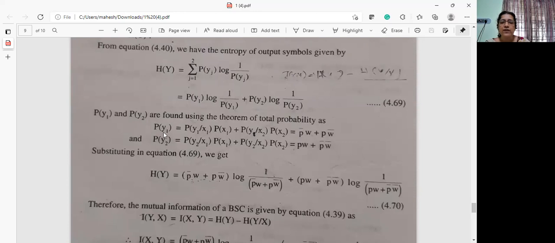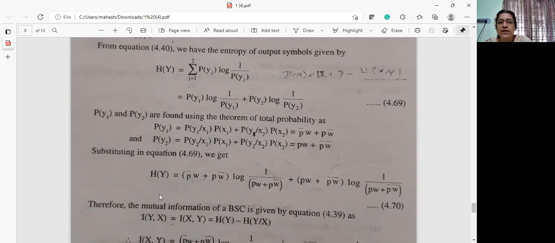Okay. Then to find P of y1, I hope you remember how we converted the conditional probability matrix to a joint probability matrix. That is, you have to multiply by P of x1, and here you have to multiply by P of x2. So P of y1 will be P of y1 by x1 into P of x1 plus P of y1 by x2 into P of x2. That is equal to P bar W plus P W bar. P of x1 is W and P of x2 is W bar. Similarly, you can write P of y2 also.